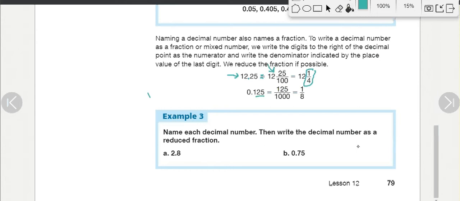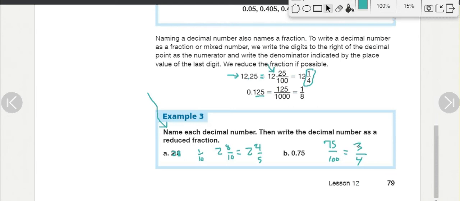Example 3. Name each decimal number. 2 and 8. Those are the tenths place. 2 and 8 tenths. So I'd write it 2 and 8 tenths, because they say now write it as a reduced fraction, which equals 2 and 4/5. 75 hundredths. Reduce that down. That's going to eventually be 3/4.